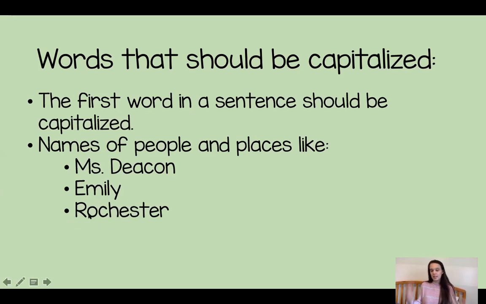So remember the things that need to be capitalized. The first word in a sentence and the names of people and places. That's all we're going to focus on for today. In the future, we can get into more details, but for now, we're going to focus on first word in a sentence and the names of people and the names of places, okay?